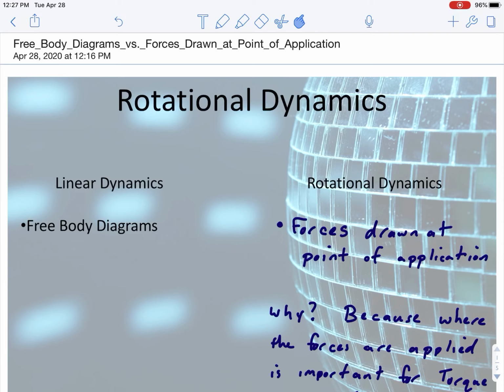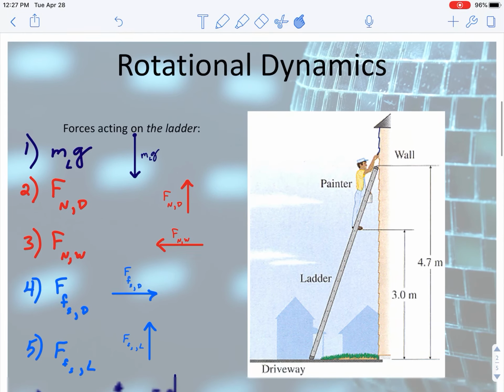Why do we want to do this? Because where forces are applied is very important when discussing torque and rotation. Here's a good example of what we're talking about.